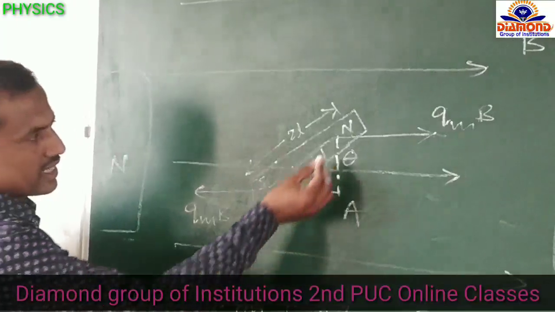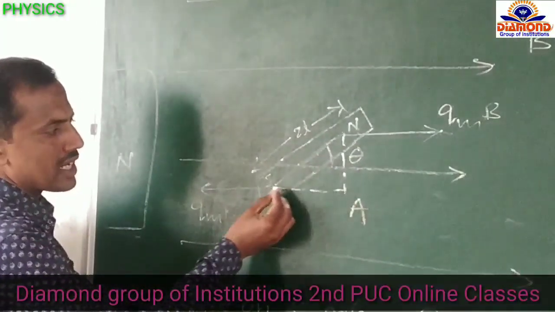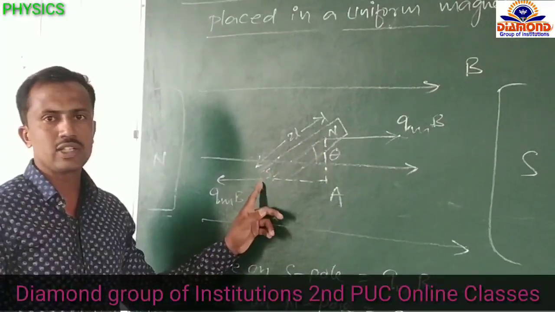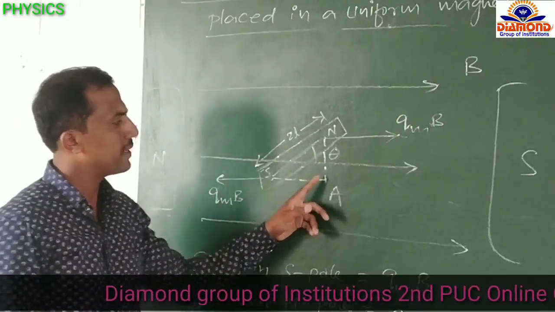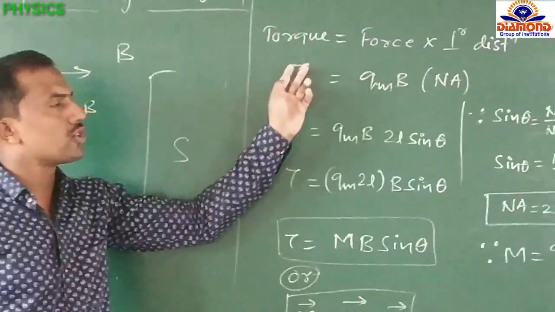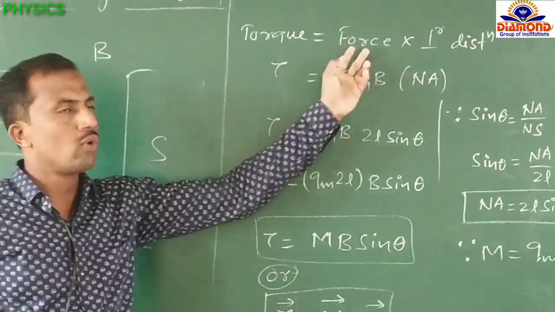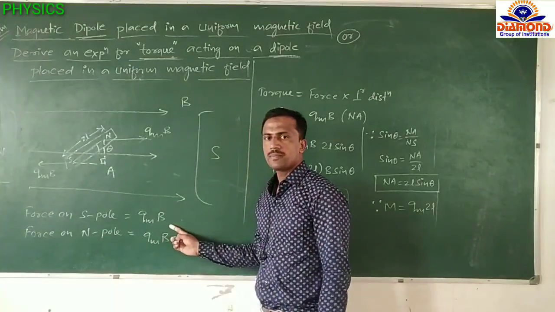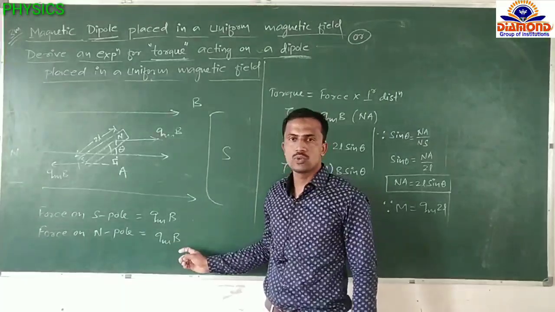This line NA is parallel to SA. This one is the perpendicular distance. Then torque is denoted by tau. What is the force here? Force on the south pole is QMB. Force on the north pole is QMB.